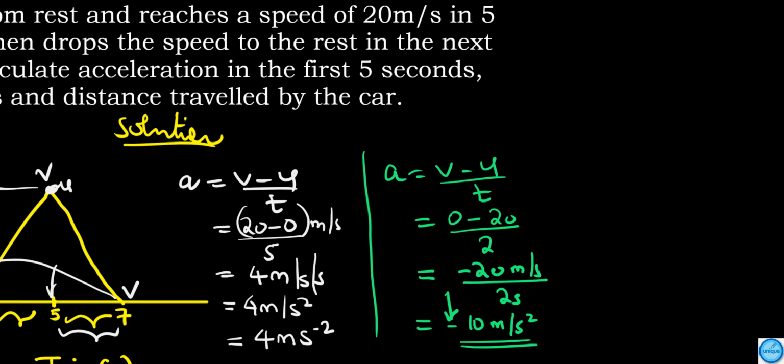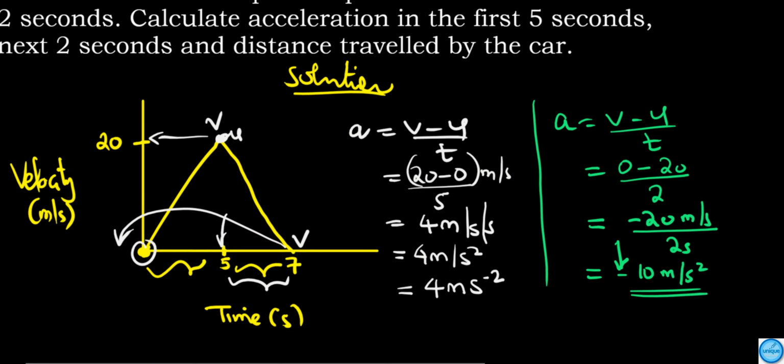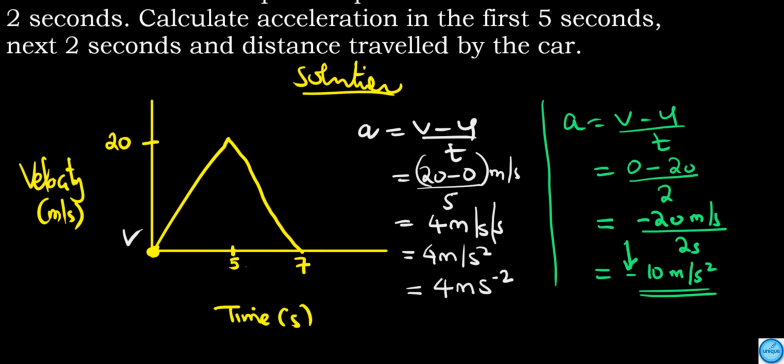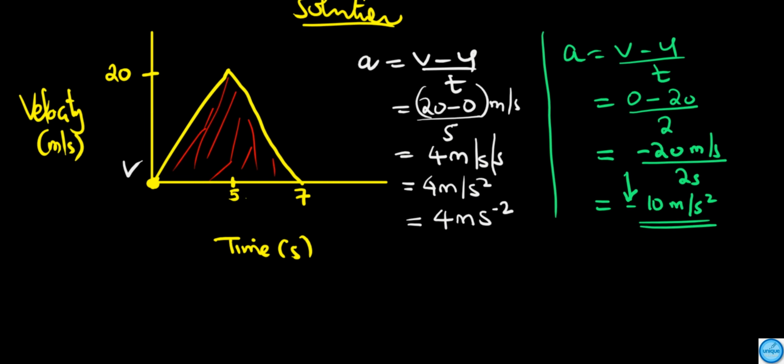We are done. The next, we should calculate the distance traveled by the car. To find the distance traveled, it's just a matter of finding the area under the graph. So we need to find the area below this graph here. That's a triangle. I think I should choose another color, white. So the distance is equal to half base times height.